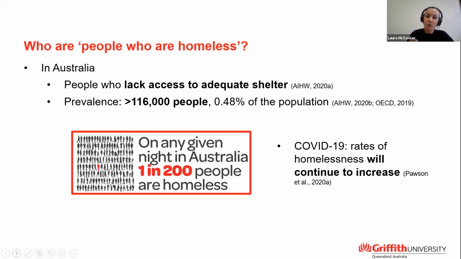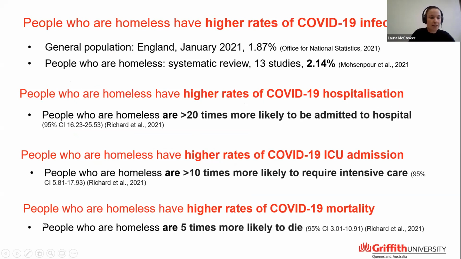Rates of homelessness in Australia have increased throughout the past decade, and as the COVID-19 support provided by governments is being progressively withdrawn, rates of homelessness in Australia are anticipated to continue to increase this year, and perhaps quite significantly. As I mentioned in the beginning, in comparison to the general population, people who are homeless experience far higher rates of vaccine preventable disease, including for COVID-19.